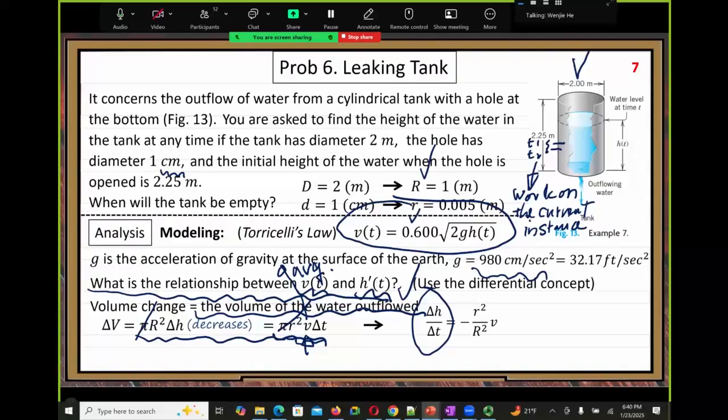The reason for the negative is, we know the height is reduced. Height H becomes smaller and smaller, so it should be negative. The height change should be negative, not increasing. If the height is increasing, then the change of height is positive. But now height is decreasing, so the change of height is negative. So that's why we added that negative. Be careful when you set up the equation. Positive, negative, that's important.